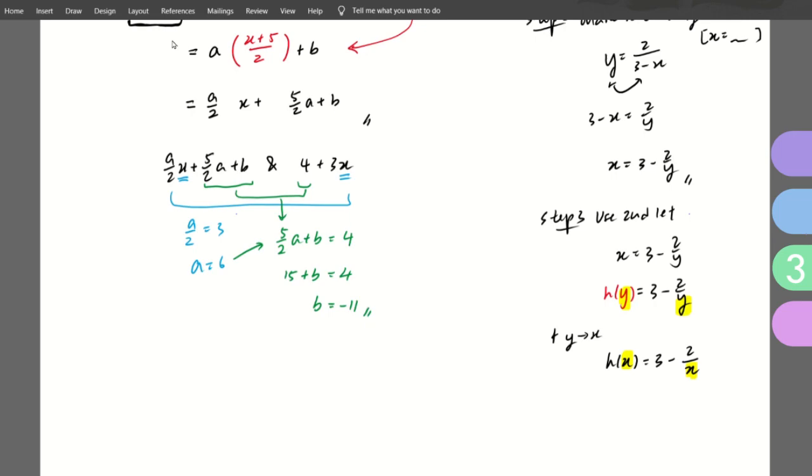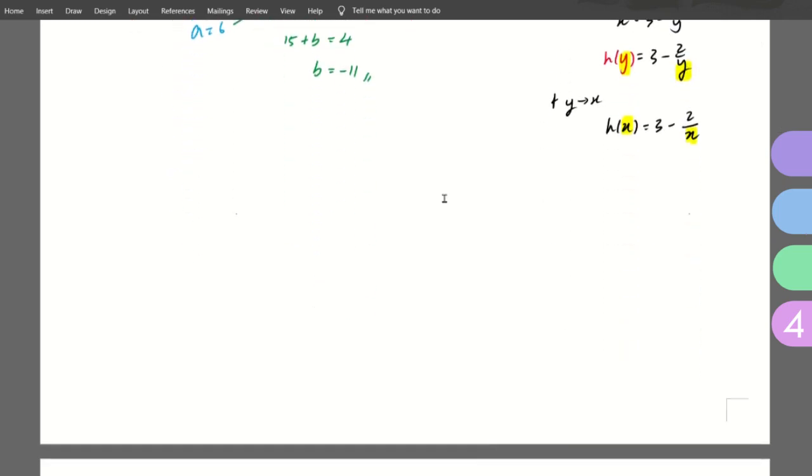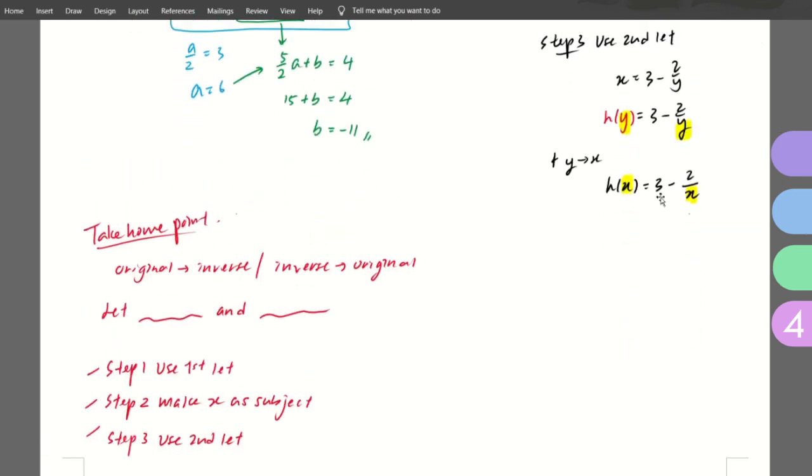Right, so we have completed this question. The take-home point for this video is to be able to understand how to change from the original function to the inverse, or vice versa. I have prepared this summary here. Basically, from original to inverse or inverse to original, we need to first let something. We need to let y equal the function given. There will always be one function given, so you have to identify that and let it be y. The next step would be to inverse it.